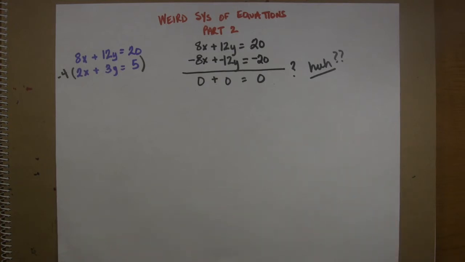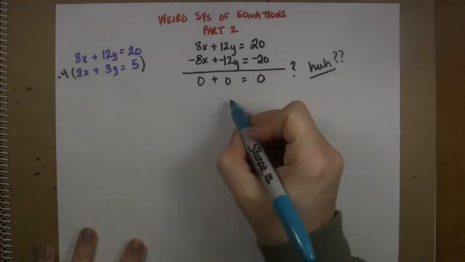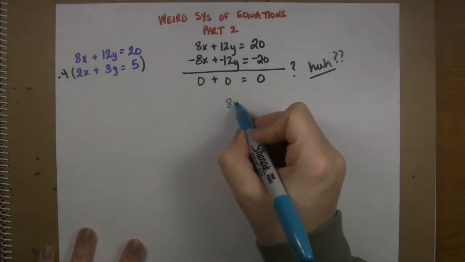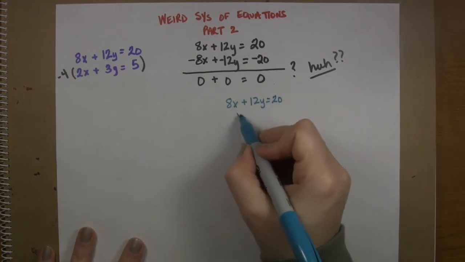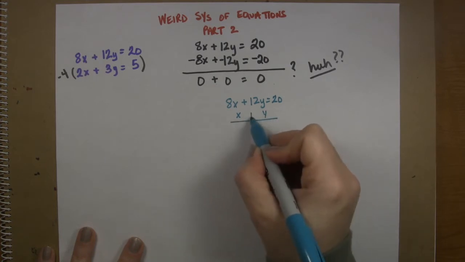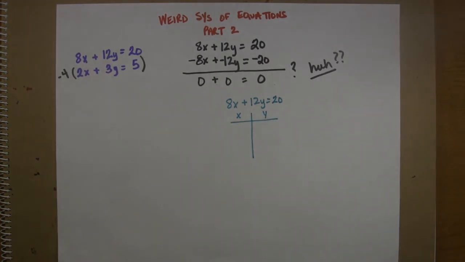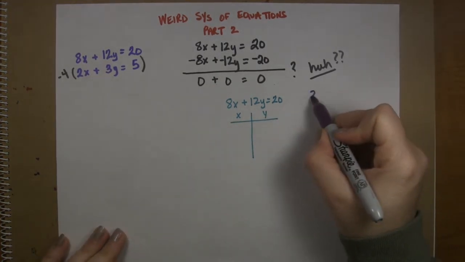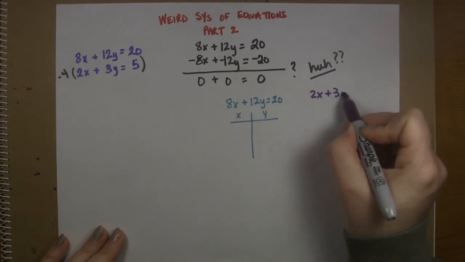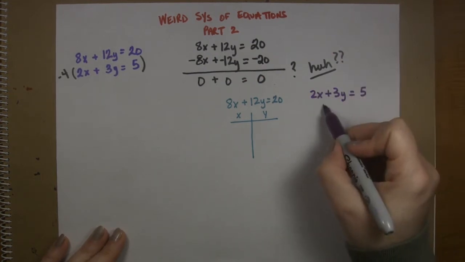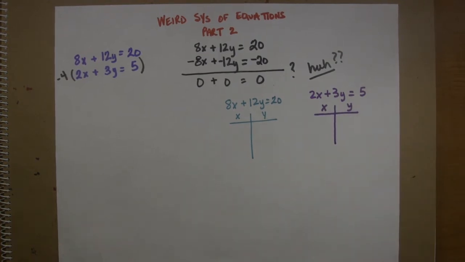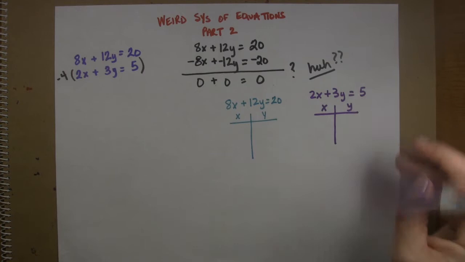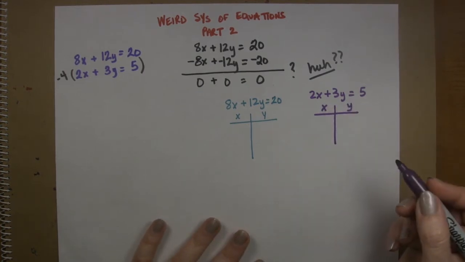So what I want to do is show you what this looks like on a graph. So here's our first equation, which remember was 8x plus 12y equals 20. And let's just make an xy chart for that graph. And then over here, I'll do the 2x plus 3y equals 5. And we're going to make an xy chart for that line as well. All right, let's start with this one because these are smaller numbers, so they're easier to do.